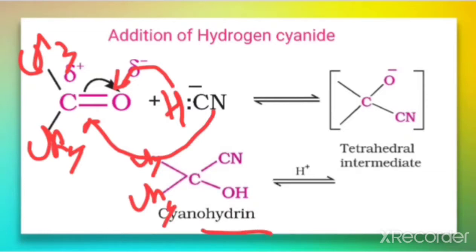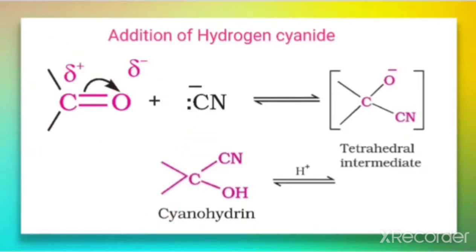What is the name given to this product? That is acetone cyanohydrin. So these are the general representation of the reaction of aldehyde and ketone with hydrogen cyanide. So we can say that aldehyde and ketone, that is here generally represented, react with hydrogen cyanide, that is HCN, to yield cyanohydrin.